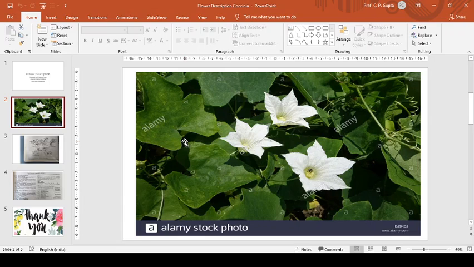Prostrate or scandent herbs bearing tendrils of uncertain morphology, leaves cordate or palmately lobed, flowers monoecious or less commonly dioecious. Regular, pentamerous with reduction of pistil to 3. Stamens sometimes indefinite. Ovary inferior, trilocular with parietal placentation. And fruit is commonly pepo.